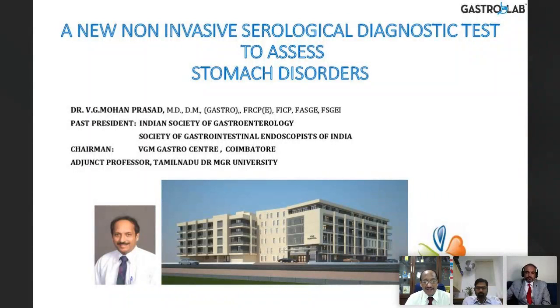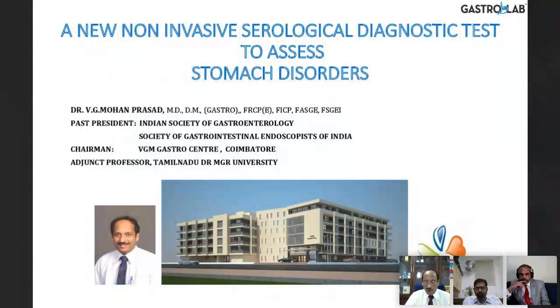We have all the time as gastroenterologists been looking at the stomach structure through endoscopy, but we have no tool to assess the gastric function. This is similar to doing a liver function test biochemically versus doing an ultrasound or shear wave elastography or a FibroScan transient elastography to assess the structure of the liver. We have always been looking at the structure of the stomach, but not the function.